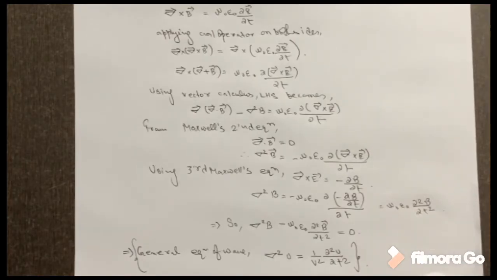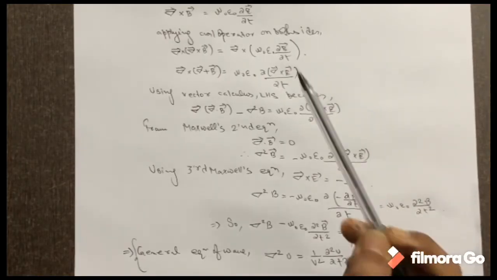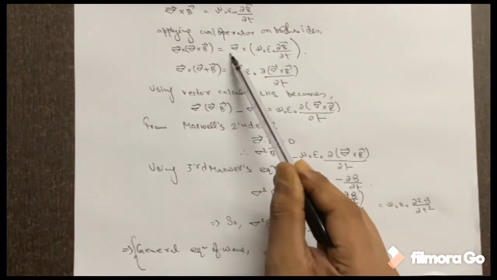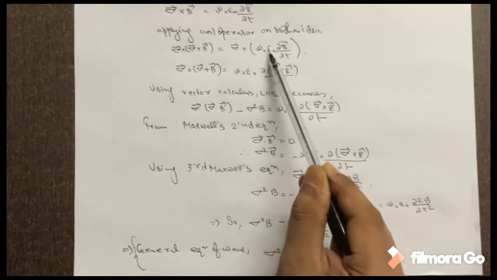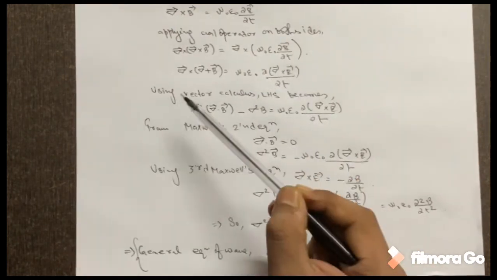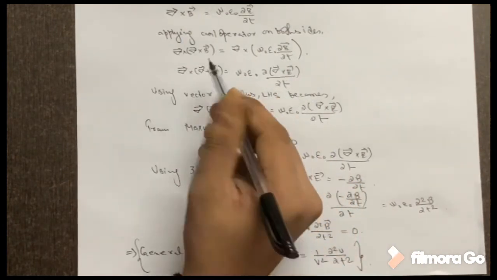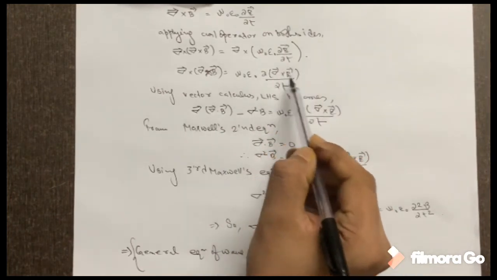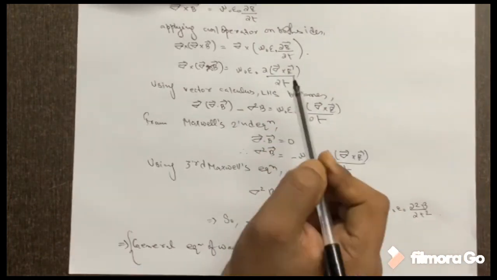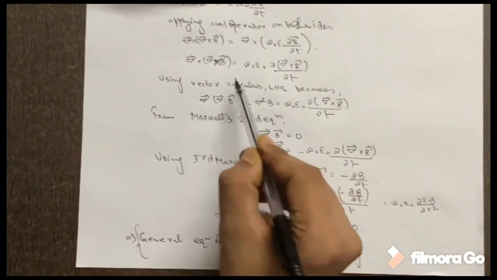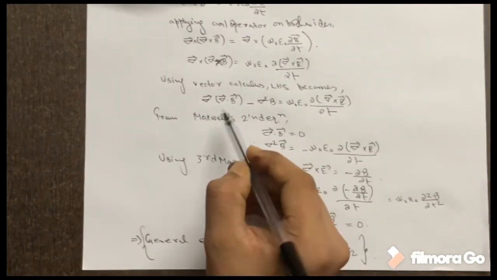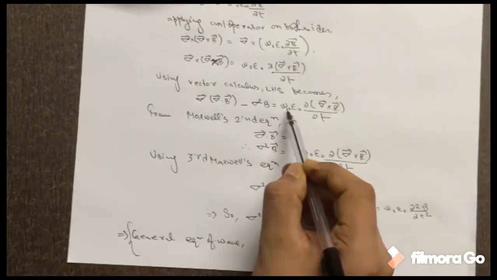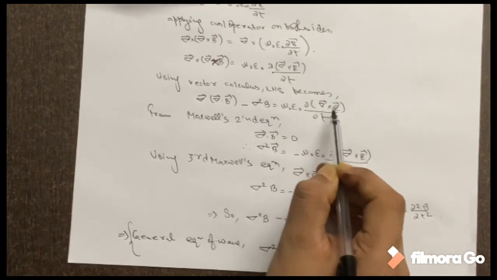Let's talk about the magnetic field component of the electromagnetic wave. On applying the curl operator on both sides of the fourth Maxwell equation, we get del cross del cross B equal to del cross of mu naught epsilon naught times del E by del t. As we know that this del operator is independent of time, it can go inside, and after solving the left hand side using vector calculus, we can write del times del dot B minus del square B is equal to mu naught epsilon naught times del cross E by del t.